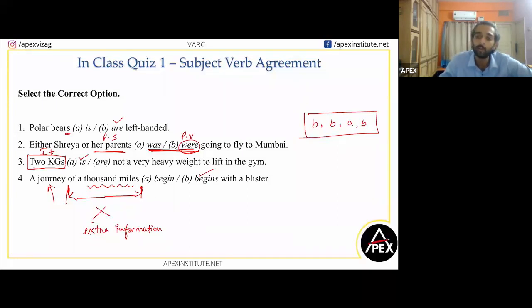Is committee singular or plural? So think about it this way.